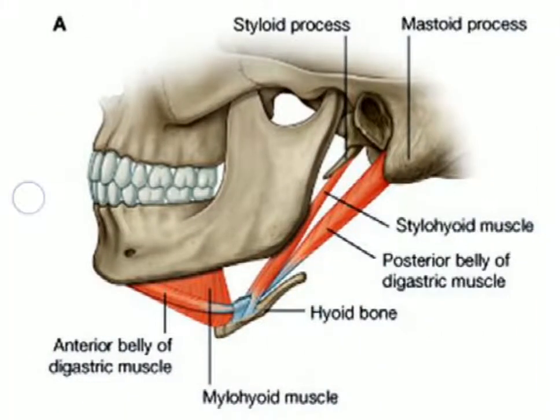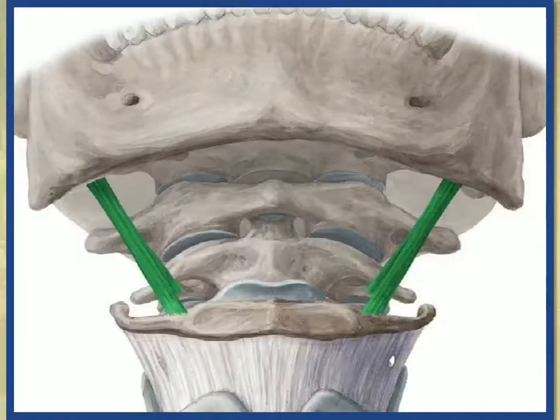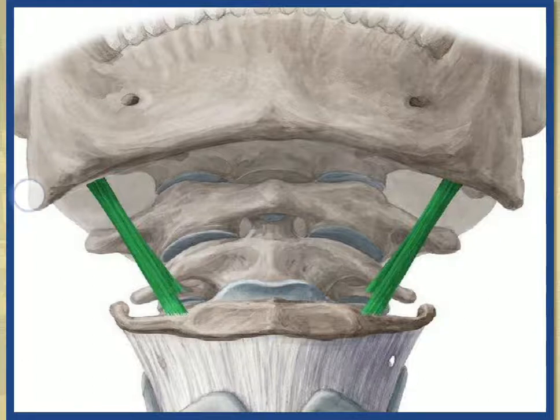So in this figure you can see this is the styloid process. The muscle takes origin from here and it gets inserted into the junction of the hyoid bone, that is the junction of the body and the greater cornu. Another figure to show where the muscle is getting inserted: this is the hyoid bone, and at the junction of the body and the greater cornu the muscle is getting inserted.